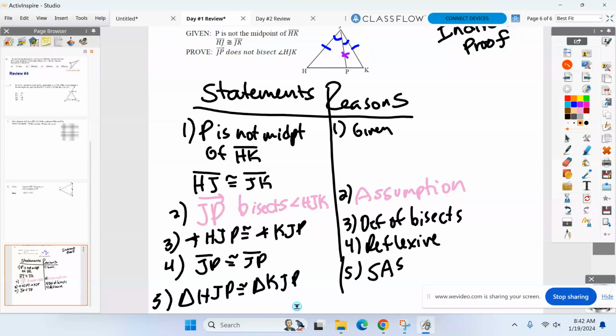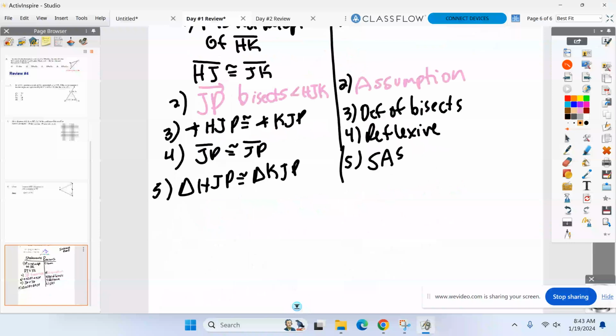Remember our goal. You got to get P to be a midpoint to contradict the given. Where am I going from here now? I want P to be a midpoint. So, triangles are congruent. Great. You got some partial credit. How does that help me? Keep going. Cormac, go ahead. If the triangles are congruent, so are these sides now, HP and PK. HP congruent to PK. We call that what after the triangles are congruent? CPCTC.